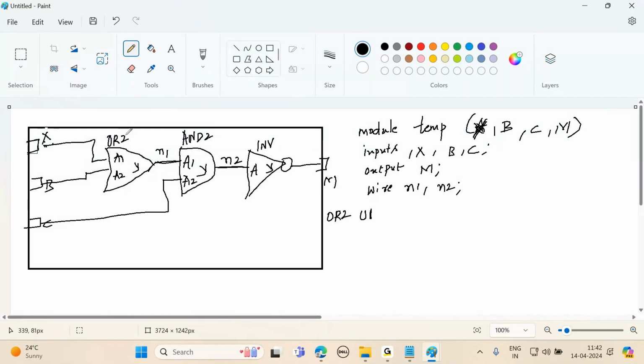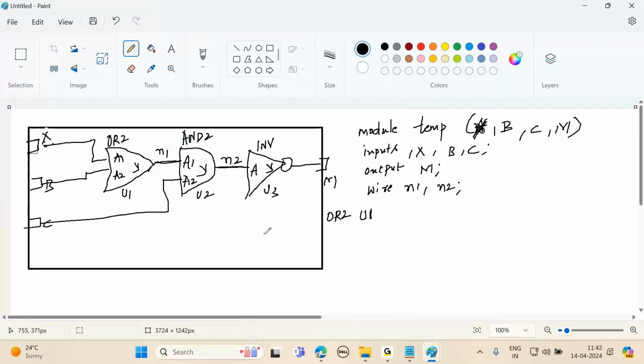Because this is a name from what? Liberty file. So I should be having some difference between one OR gate and another OR gate. For that reason, my synthesis tool is going to give one instance name. This instance name is different for different cells. For this cell it is U1, for this cell it is U2, this cell it is U3. This is given by my synthesis tool by default.